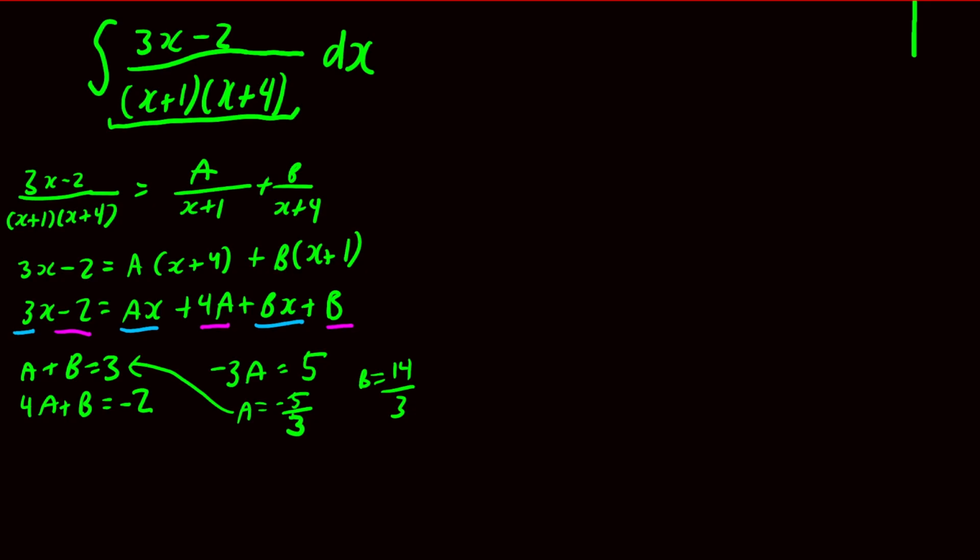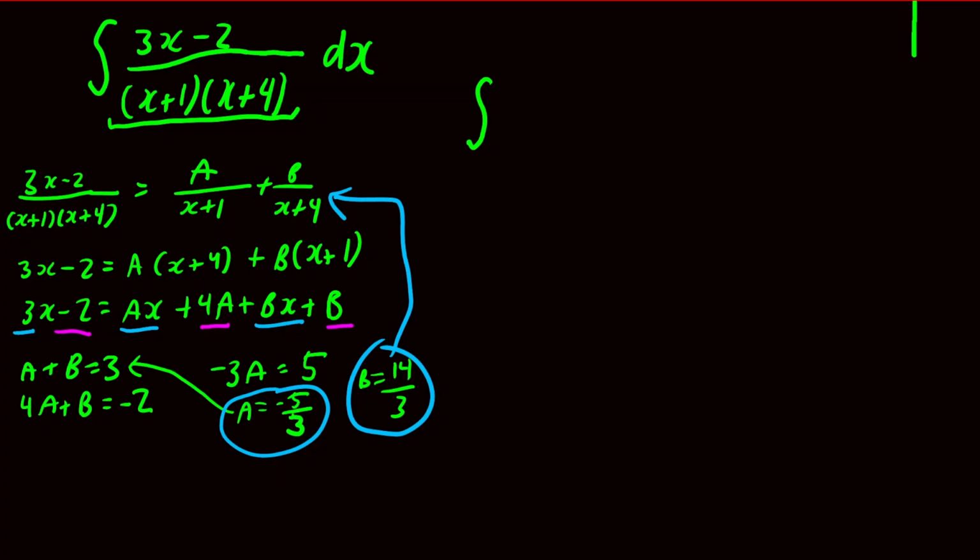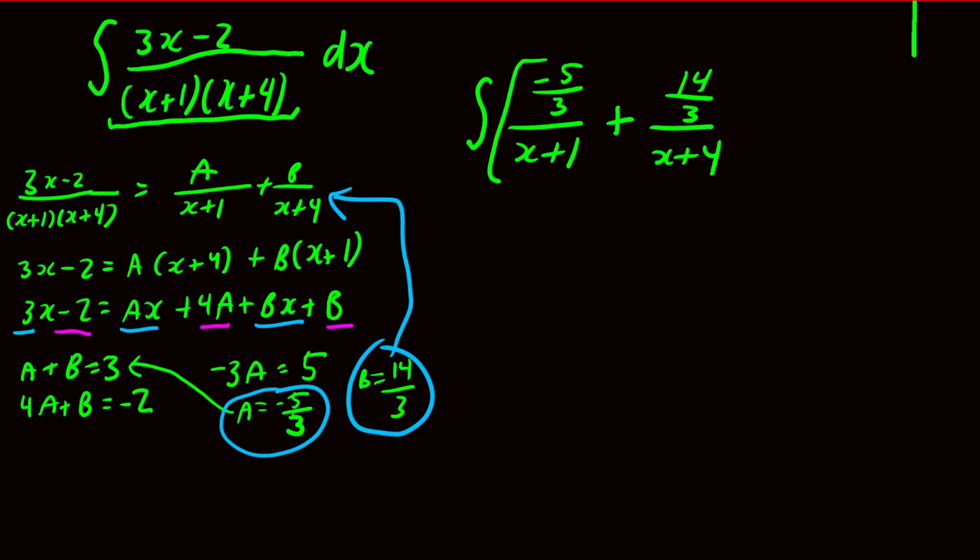Alright, so now same steps. We're going to try to integrate term by term. So it's going to be the integral of here. We plug these a and b values into this equation that we made. So it's going to be the integral of negative 5 over 3 over x plus 1 plus 14 over 3 over x plus 4 dx. Alright, so there we go.